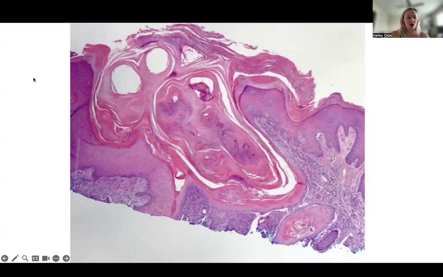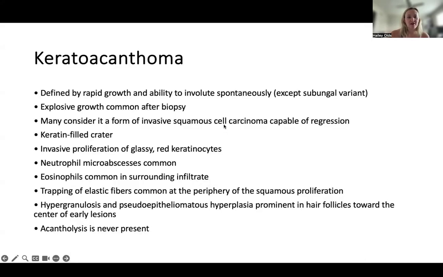Okay, so this one again has that glassy pink cytoplasm, but it's also cup shaped, and has the central, I like to call it a volcano kind of keratin. So this is a keratoacanthoma, which is a variant of an SCC. These tend to have rapid growth and then they can involute spontaneously, but they don't always. And after biopsy, a lot of times they get bigger pretty rapidly.